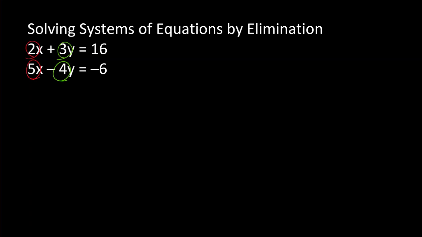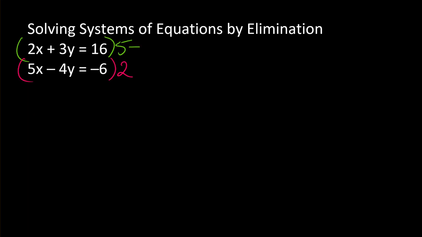So when you're solving a system of equations by elimination and the coefficients are not the same, what we're going to have to do is multiply one or both of our equations to make the coefficients the same. So if we want to multiply, for example, to get rid of the x's, we're going to have to multiply the first equation, sorry, by 5. And we're going to have to multiply the second equation by 2.